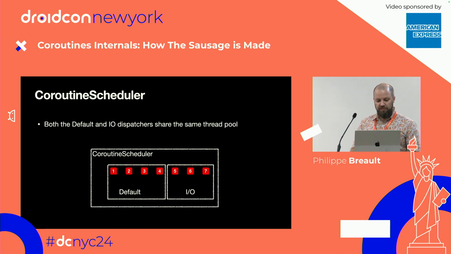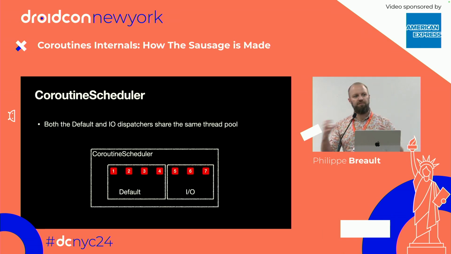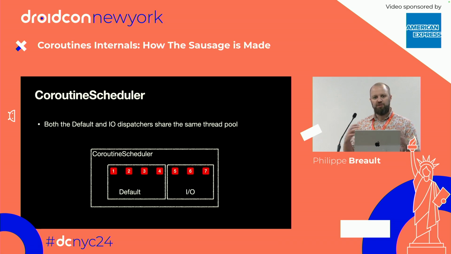The last thing I want to talk about is the interaction between the default and the I/O dispatcher. It's a bit counterintuitive, but those are actually exactly the same thread pool. They're all backed by the same threads, but the Coroutines scheduler is a class that is responsible for determining what should run when. So even though we think we have, let's say, 4 threads in our default dispatcher and 3 in our I/O dispatcher, those are all exactly the same threads. The scheduler itself will determine if a specific thread is assigned to one or the other.